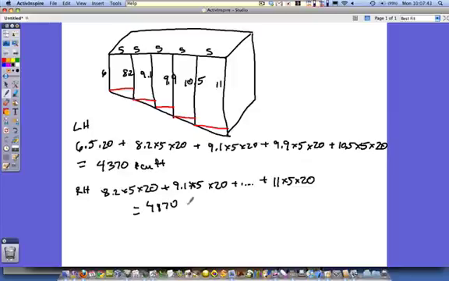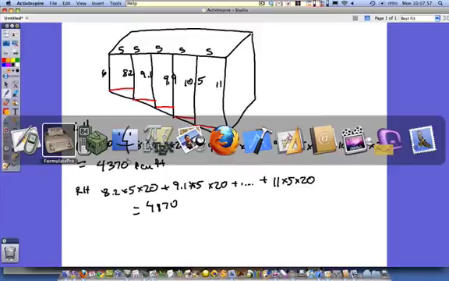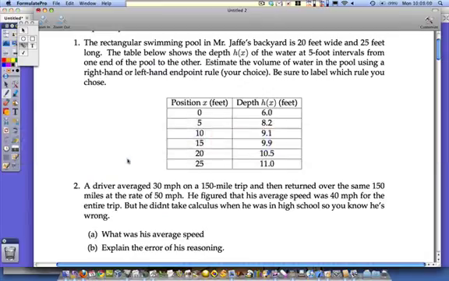4870. The only difference between these two is that in the right-hand rule, we use the right-hand or last height. In the left-hand rule, we use the leftmost height. Okay? Cool. There's problem 1. Now let's go back and take a look at problem 2.